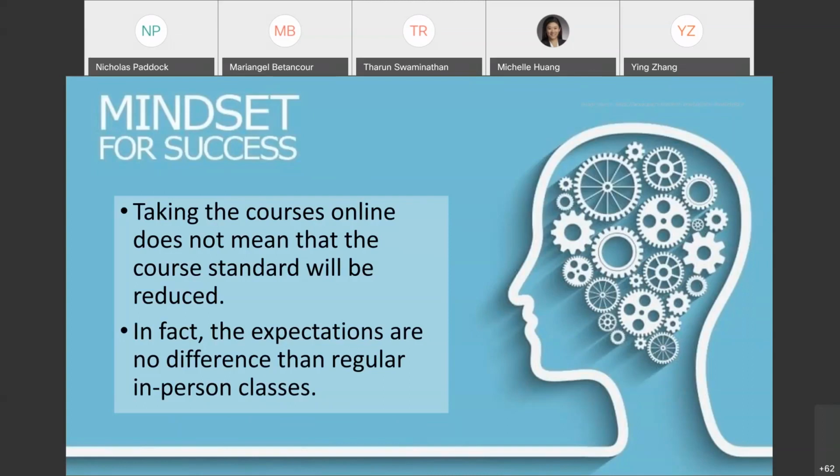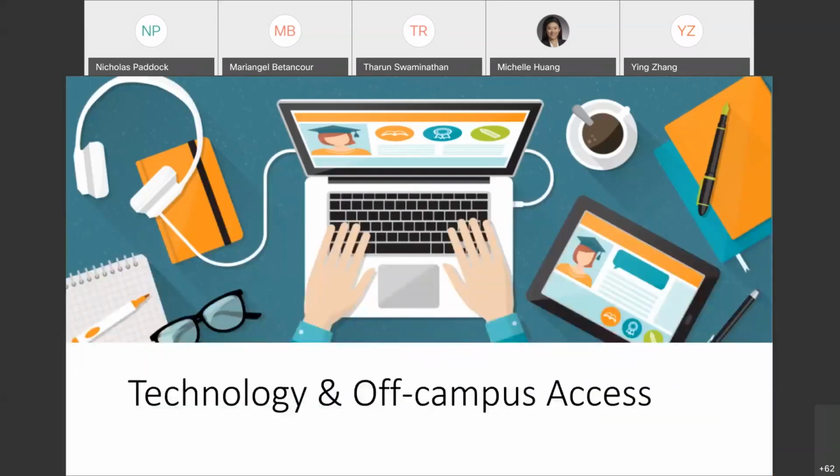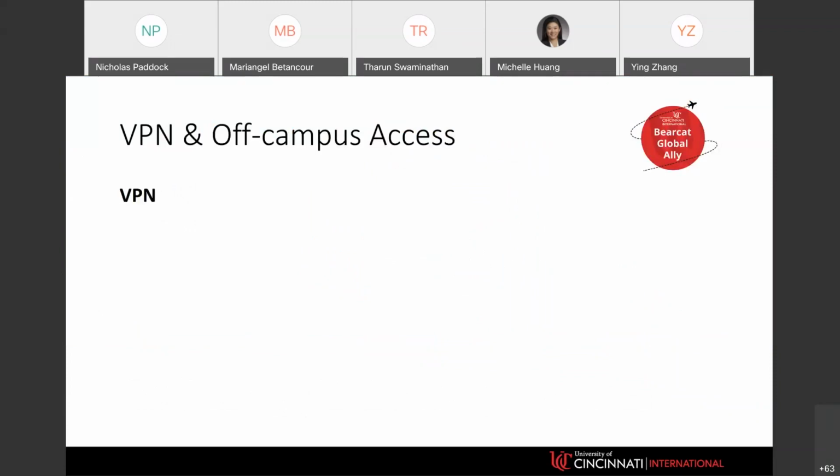Now that you've prepared your mindset, the next step is to have the right technology and also off-campus access to get you started. The first and most important piece of software you need to install on your laptop or computer is a VPN. Does anyone know what VPN is? Feel free to unmute yourself and tell us the answer. Does anyone know what VPN is?